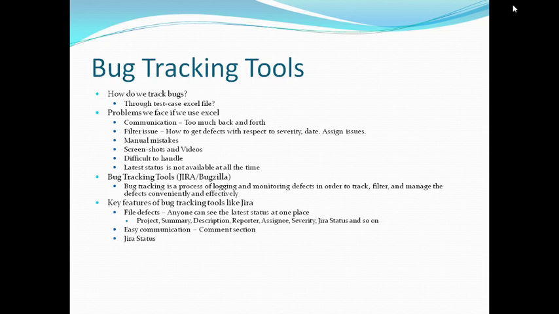Now let's understand about Jira status. Actually, not Jira status, but Jira bug status, defect status. So let's see. The first one is open. What is open state? So when a QA files a new bug, it is in open state. Okay. Second one is in progress.